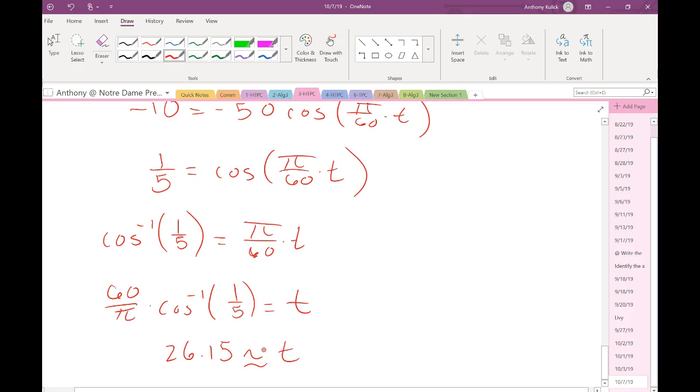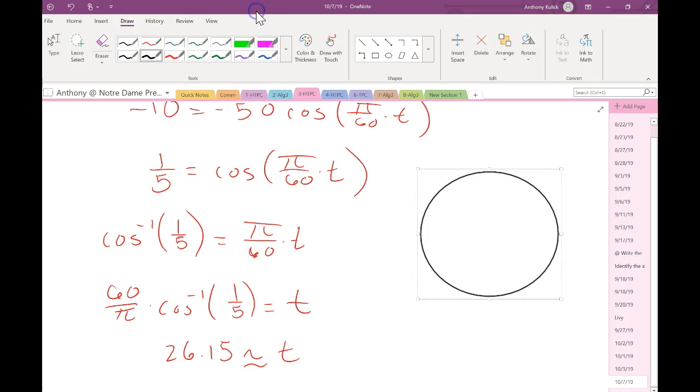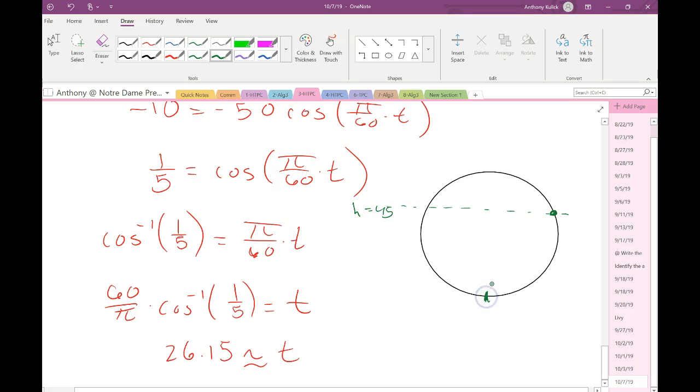Now, is that the only answer? No. Let's see why. So let's say that this is h equals 45 here. So we found this answer, if this is where we boarded. There's another answer here, but there's also another answer there, right? There's actually going to be infinite answers.